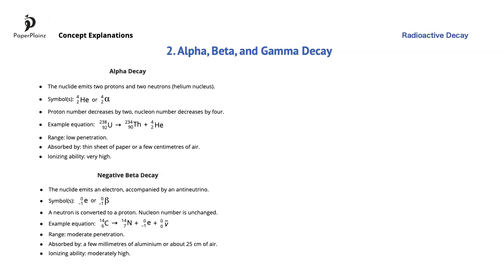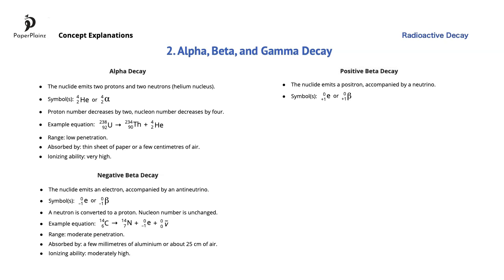The second type of beta decay is positive beta decay. Here, the nuclide emits a positron, which is accompanied by a neutrino. The positron is the antiparticle of the electron. Its charge is +1. We'll learn more about this particle in subtopic 7.3. Here are the 2 symbols that we use for positrons.